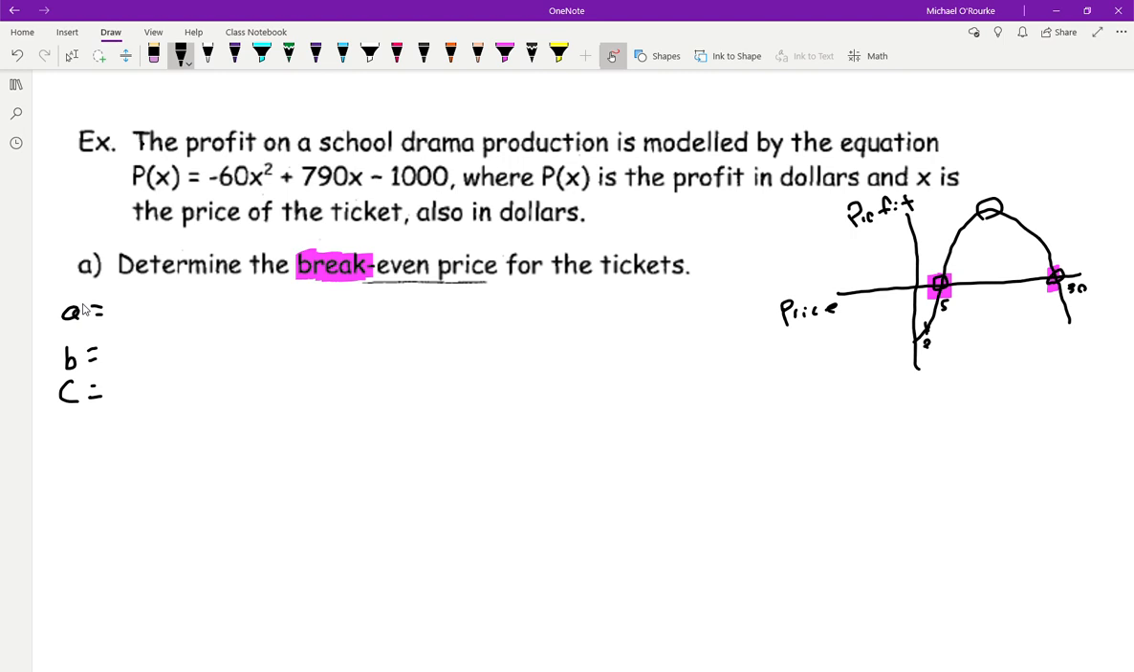Negative 60, 97. Two ways to type it. Yeah. Or two ways to type it? Fine. So, negative 60, 790, and negative 1000. Perfect. So, this one here is coming from the number in front of there. Here's from here. And here's from here. Okay. So, let's put the equation together.